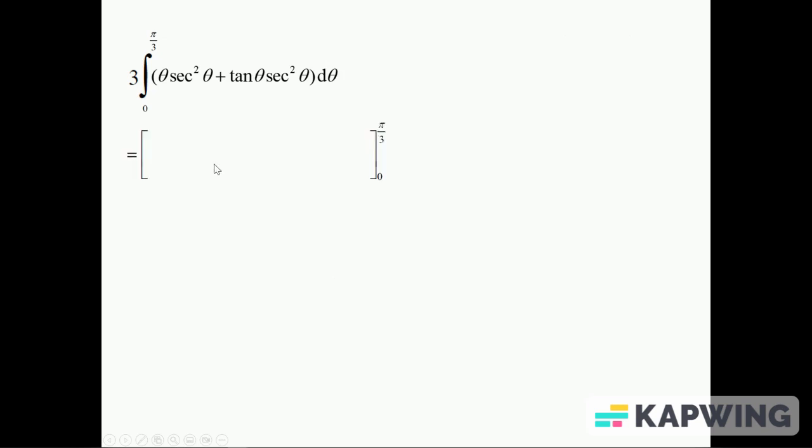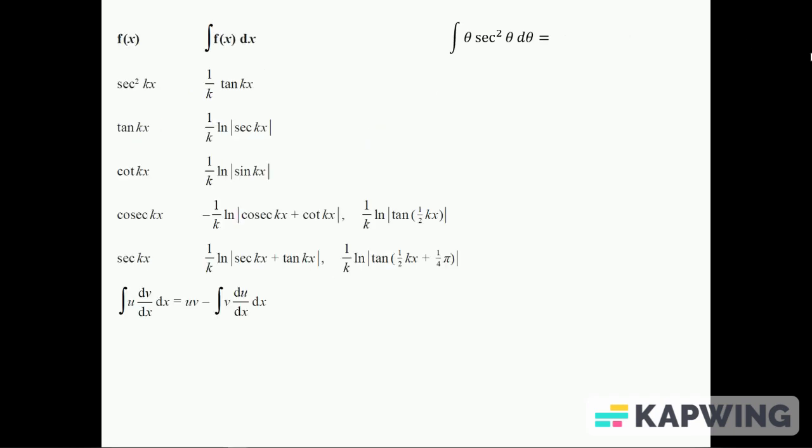Then for the last part, we've got to integrate this between pi/3 and 0. In the mark scheme they put the 3 inside the bracket, so I'm going to go with that as well. So we're going to integrate theta times sec squared by parts, because I've got two things multiplied together. Here's the parts formula. The u is going to be the theta. And if I integrate sec squared, I get tan theta. So the sec squared, which is dv over d theta, becomes tan theta when I integrate it.